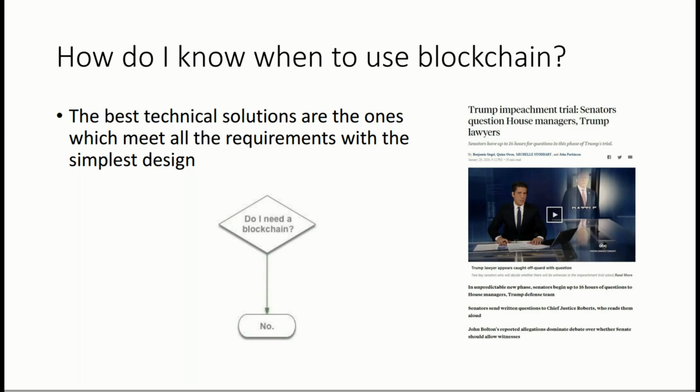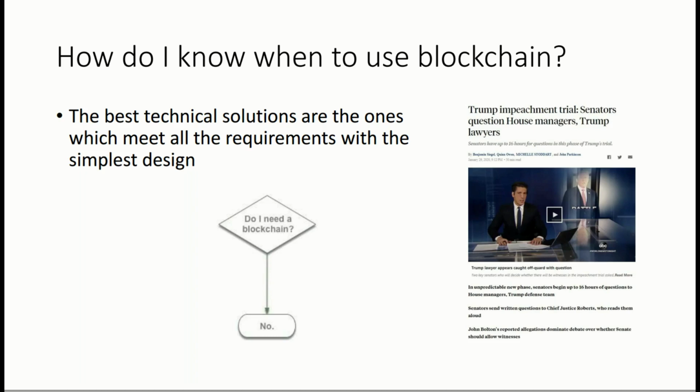And there seems to be a perception in the world of technology that the best or the most elegant technical solutions are the ones that use the most technology or the ones that are the most technically complex. And I'll give you a great idea of how I view this. We can look at a real life example.